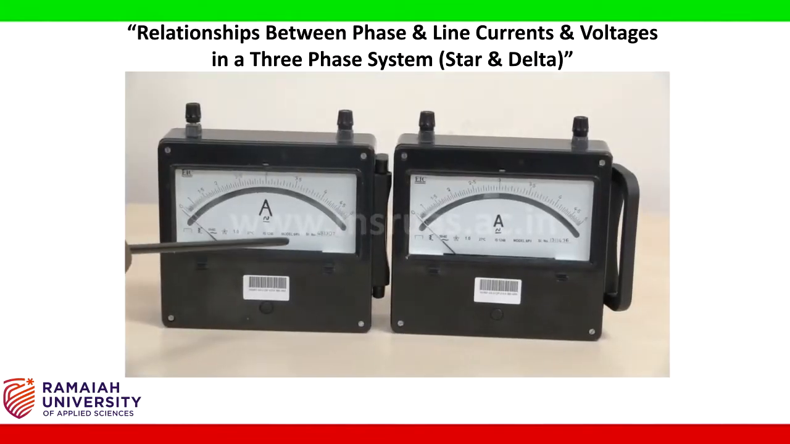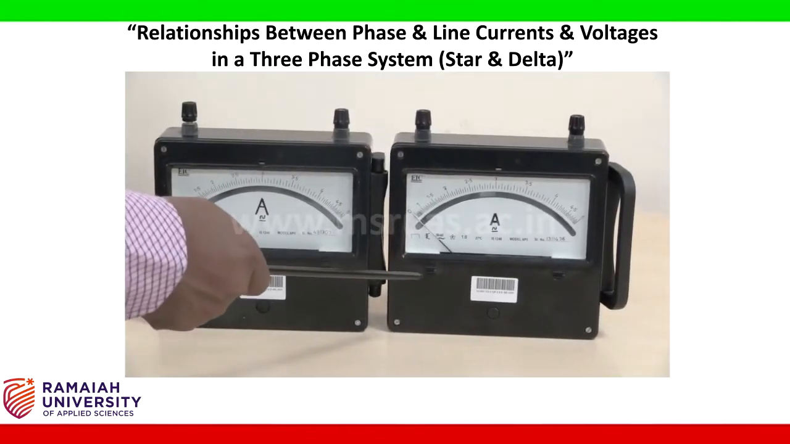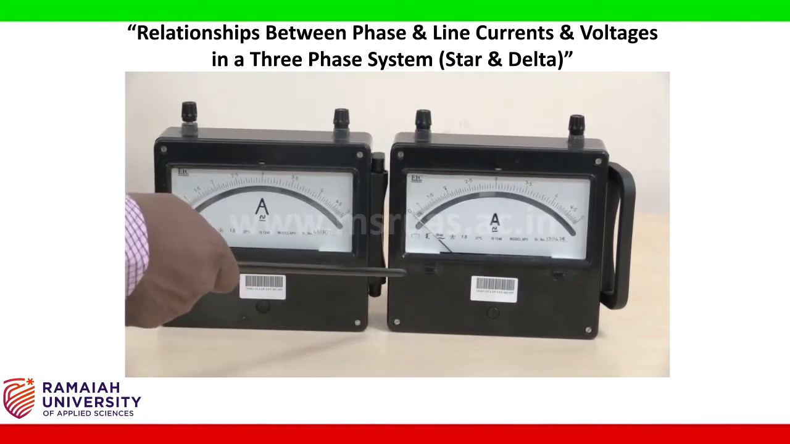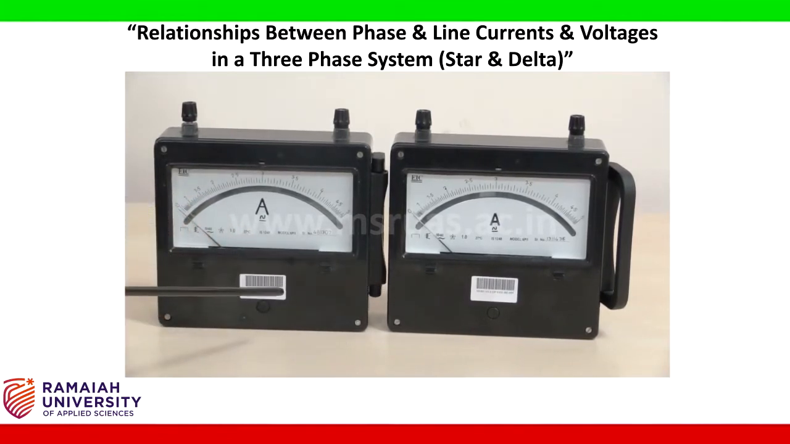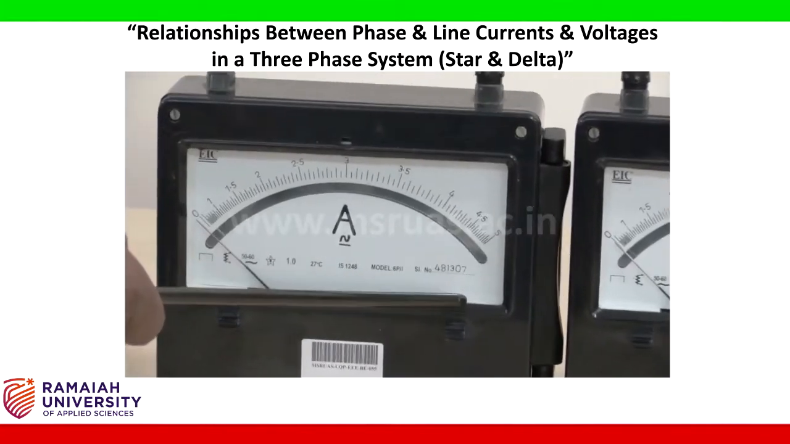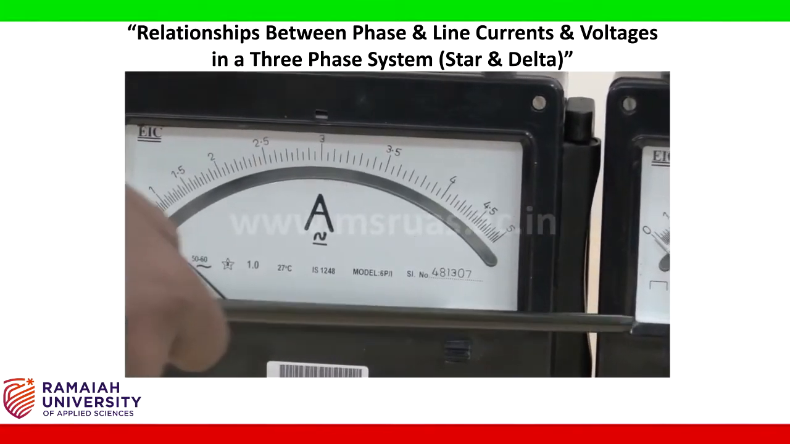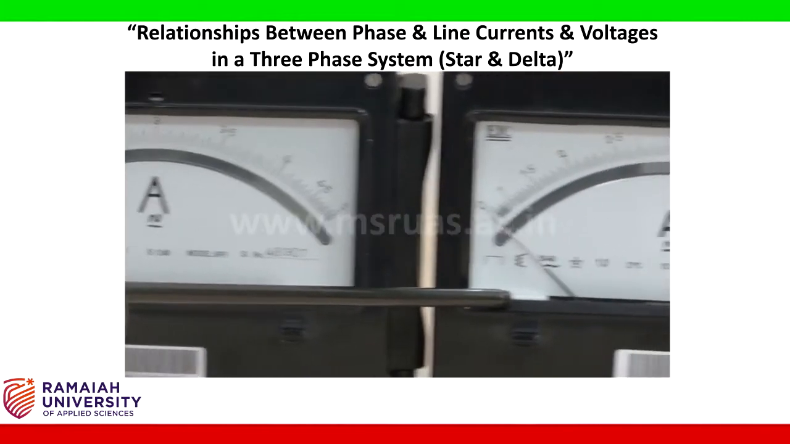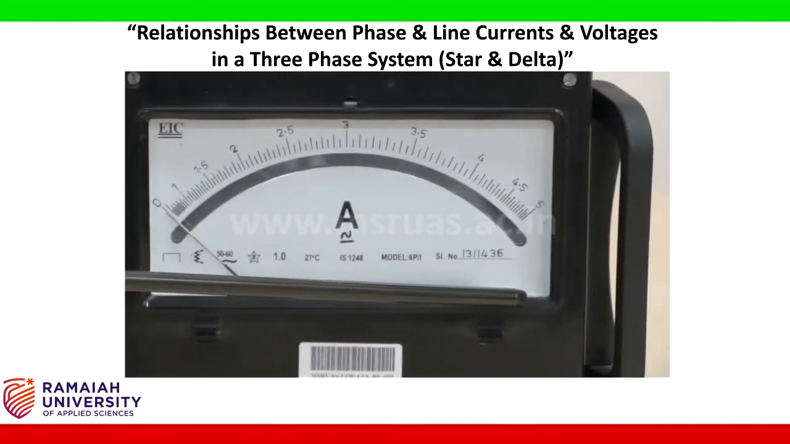So we need 2 ammeters to verify the phase current and line current relationship in a 3-phase delta connection. Here these 2 AC ammeters are used to measure the current, and these are the 2 terminals to make the connections. The ranges of the 2 ammeters are 0 to 5 amperes.